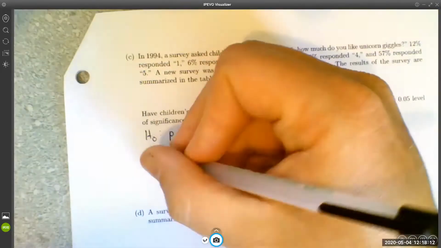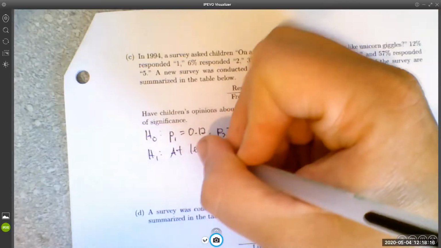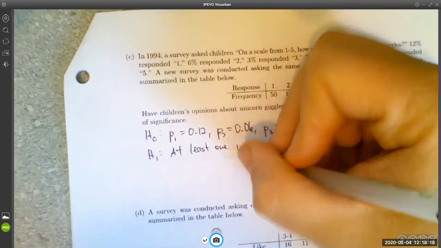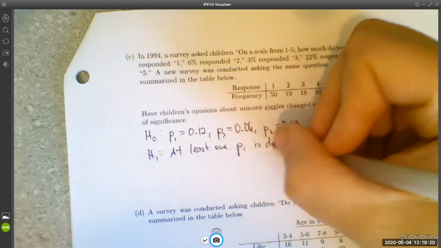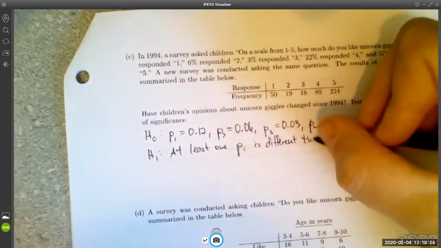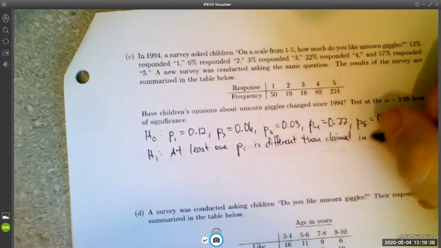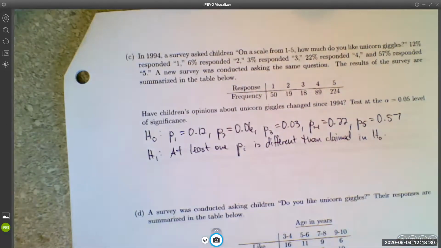The alternative hypothesis is that at least one of these proportions is different than claimed in the null hypothesis. Okay?